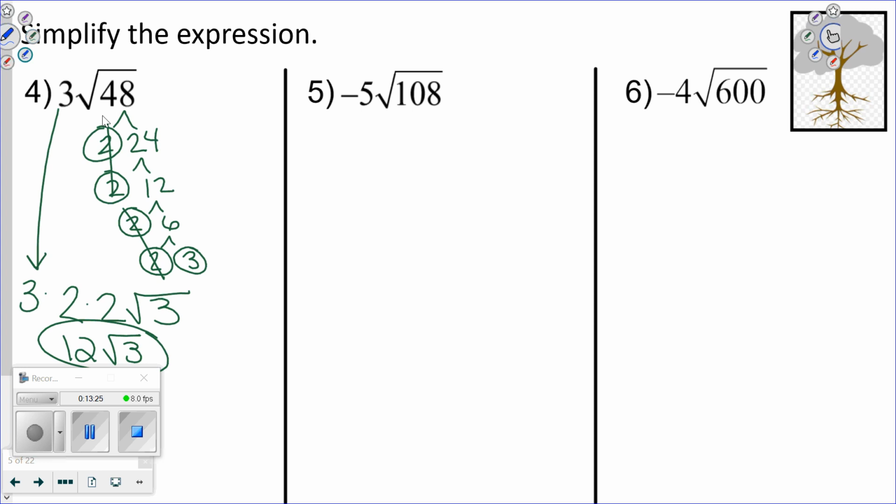All right. What about number 5? There's a negative number. I just have some really cynical friends at the restaurant, right? Or negative people. It doesn't matter. It's just a number. It doesn't matter that it's negative. I'm still going to attack the radical the same way. So how are you breaking down 108?